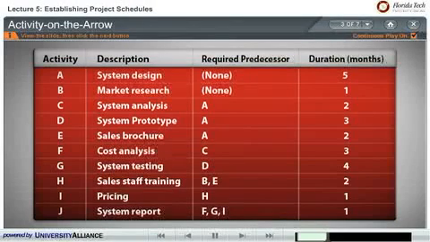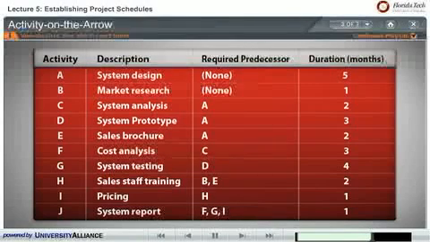So when looking at this table in more depth, let's take, for example, the system analysis, activity number C. Systems analysis has a required predecessor, which is activity number A, which is system design. So what that means is that the system analysis task cannot be accomplished until the system design task is accomplished first. Let's look at activity number F for cost analysis. That also has a predecessor, which in this case is activity C. That means that the cost analysis cannot be performed until activity C, which is systems analysis, is performed first.